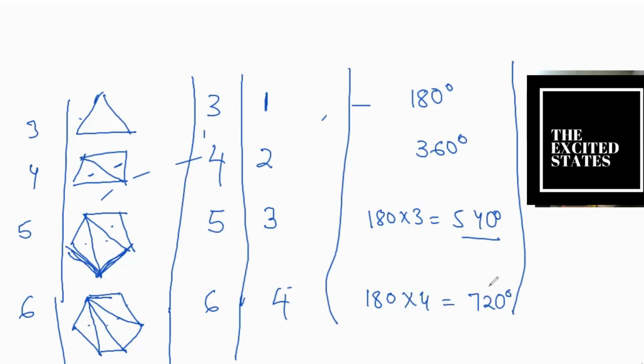Now I cannot keep on making triangles. I have to derive some formula for this, right? Look closely at the pattern. What are you doing with the number of sides and the triangles? If the sides are 3, the triangle is 1. If the sides are 4, the triangles are 2. If the sides are 5, the triangles are 3. If the sides are 6, the triangles are 4.